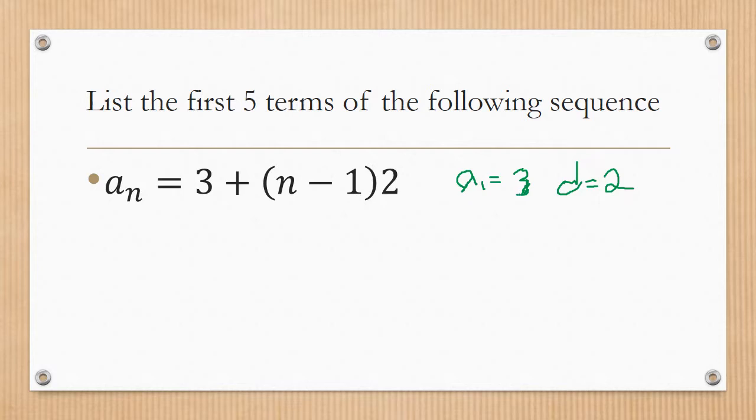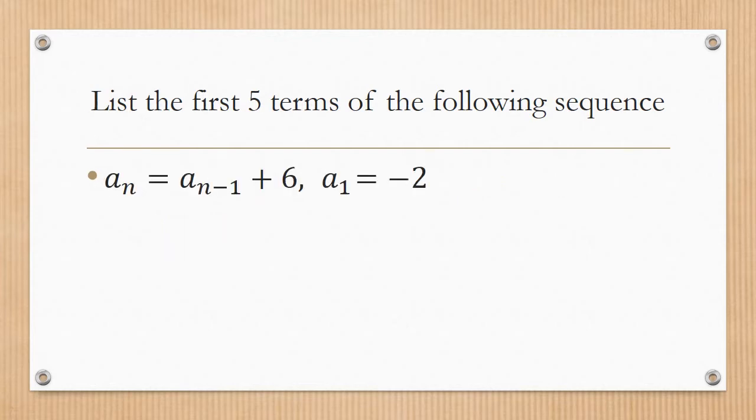That means to be able to list the first 5 terms, I need to start the sequence with 3 and add 2, because 2 is the common difference, to get to the next term, which means it's going to be 5. And 5 plus 2, that's a 7. 7 plus 2, that's a 9. And 9 plus 2, that's 11. And these are the first 5 terms of the sequence that is represented by this nth term rule.